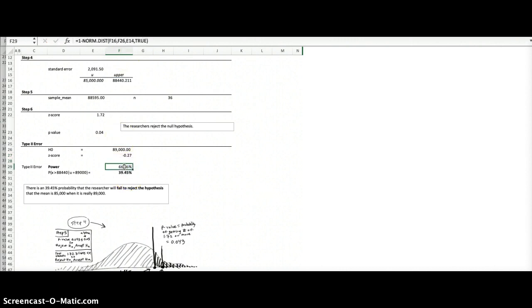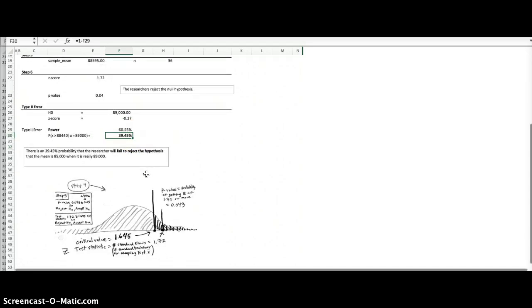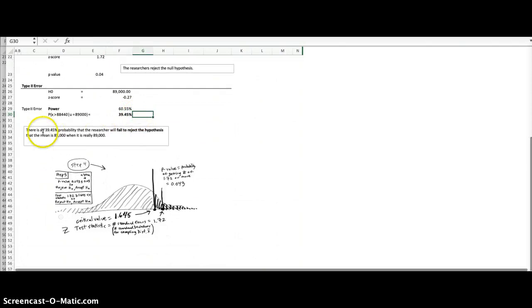So right here, I'm finding the probability that the researcher will fail to reject the hypothesis that the mean is 85,000 when it is really 89,000, and I find that there is a 39.45% probability. And so this basically means that there is a 39.45% probability that the researcher will fail to reject the hypothesis that the mean is 85,000 when it is really 89,000.